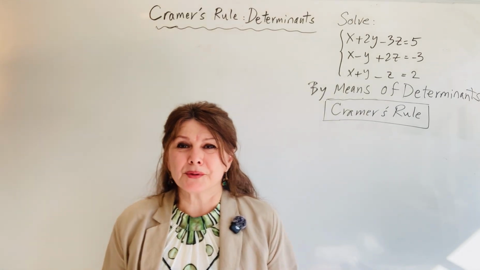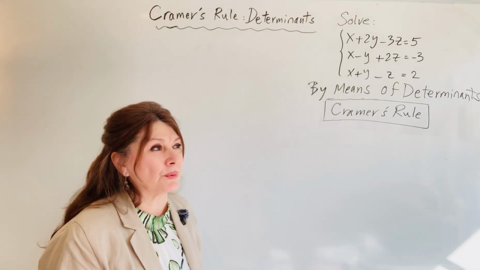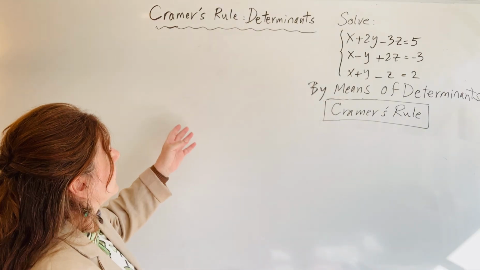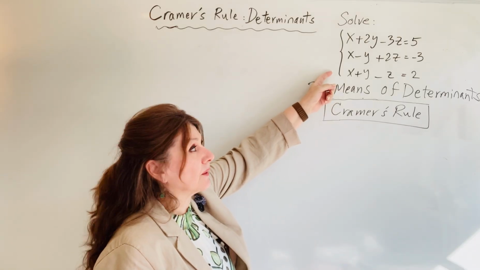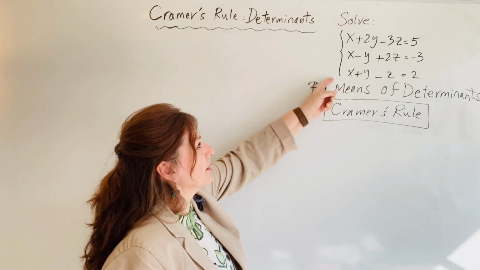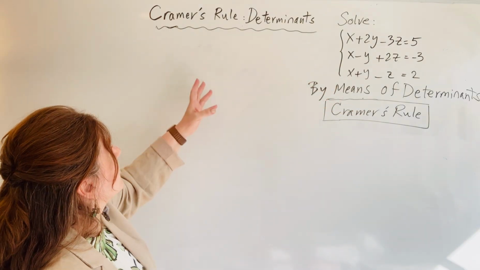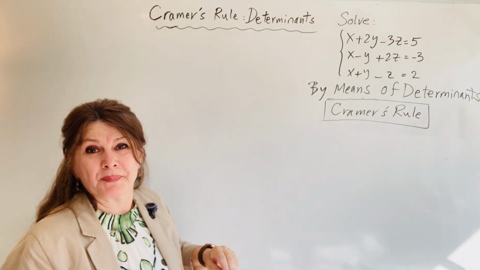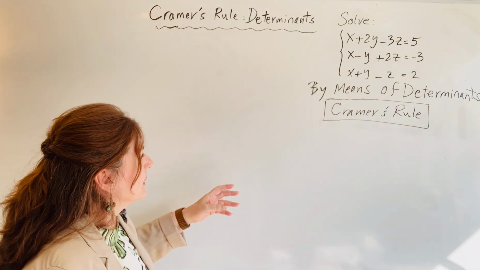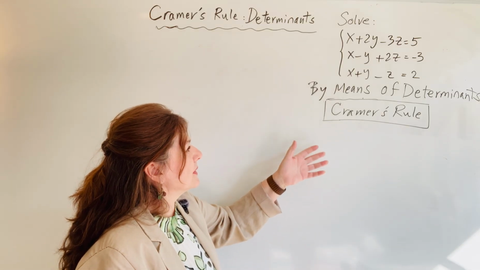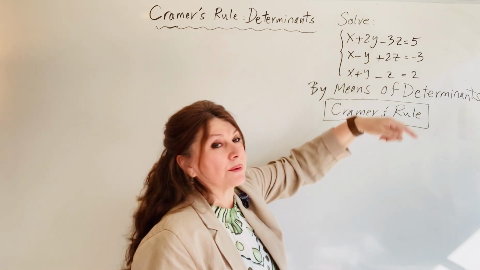Hi guys, I'm Zoe, and in this lesson I'm going to introduce you to a method of solving a system of linear equations, three equations with three unknowns, with the help of determinants. We call this method Cramer's rule. Cramer's rule uses determinants to find these three unknowns.